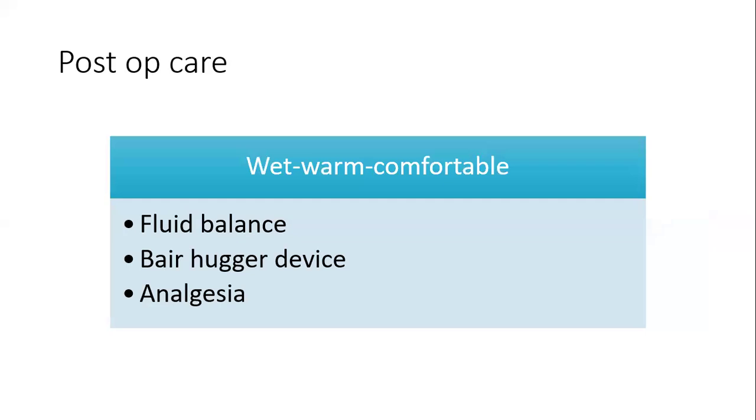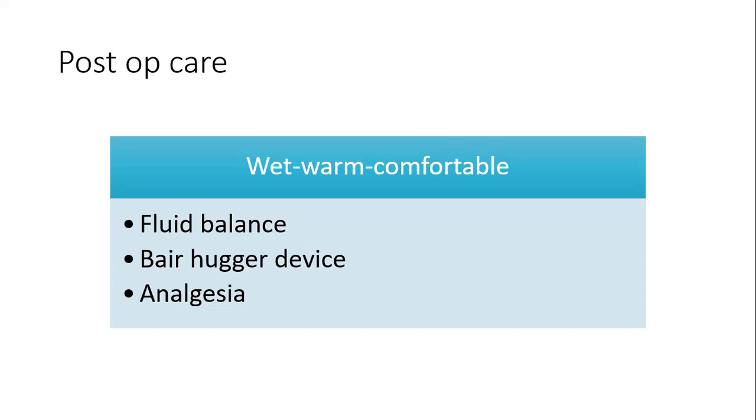So, post-op care of a flap. We are supposed to keep the patient wet, warm, and comfortable. This is the dictum. Wet by maintaining the proper fluid balance, keeping him hydrated. And warm would be, can anyone tell me what is the Bair Hugger device? We usually see it in our hospital, but we don't know its name. We use that intraoperatively to maintain temperature, a warm blanket. So the device which pumps hot air into the warm blanket is called the Bair Hugger device.